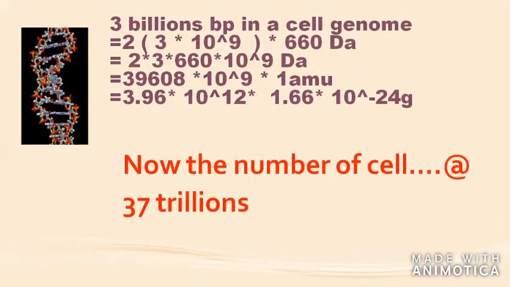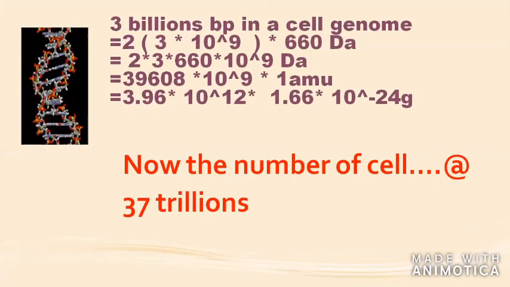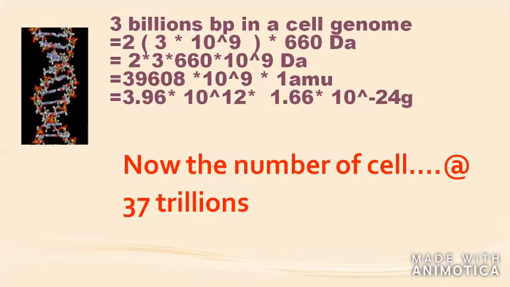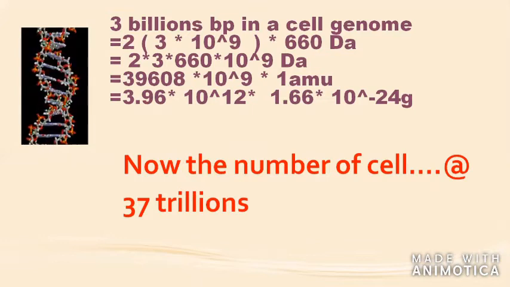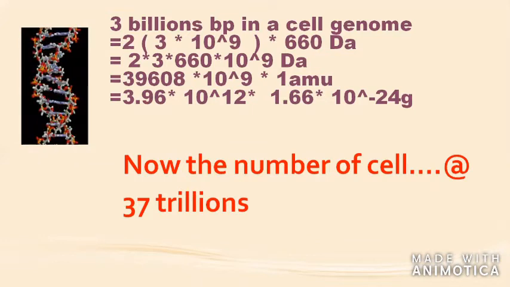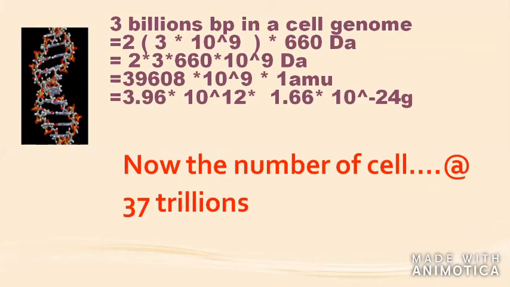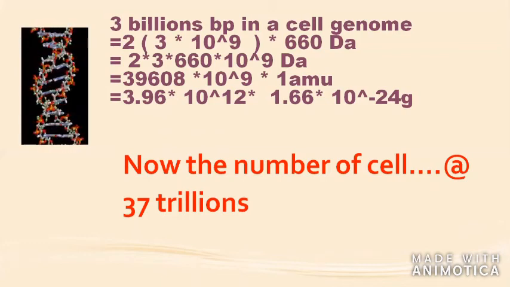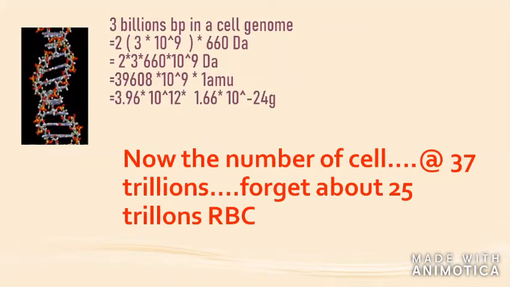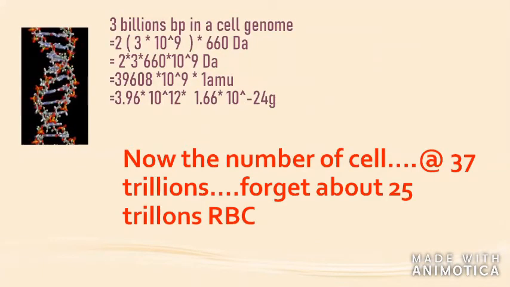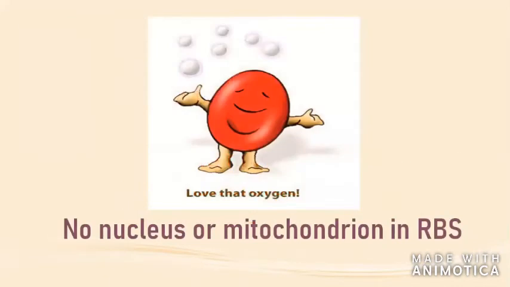Now, 3 billion base pairs are present in the cell's genome. The total number of cells in the human body, as per resources, is 100 trillion. But we shall be discussing only the cells that contain DNA. So we shall focus on the nucleated cells, that is 37 trillion. We must forget about the 25 trillion RBCs, because RBC is non-nucleated, with no nucleus and no mitochondrion also.